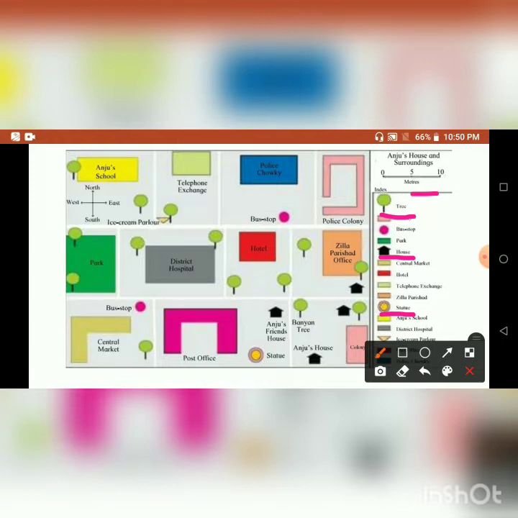So looking at the index, you can make out how many trees are there, how many houses are there, and where is the statue, etc. So for reading a map, first you have to study the index. All the matter given in the index can be seen in the map. So today we are going to learn how to read a map.